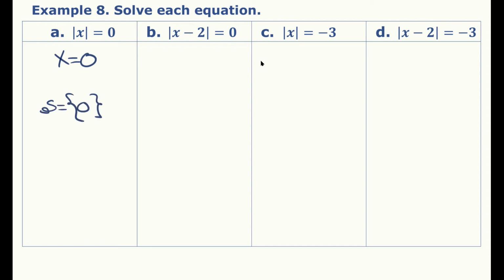And of course, if you plug it in, if you want to check it, that's easy. Is the absolute value of 0 equal to 0? Is the distance between 0 and 0 0? Yes. So we get 0 equals 0, so it checks out.